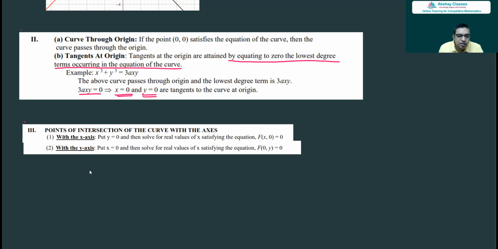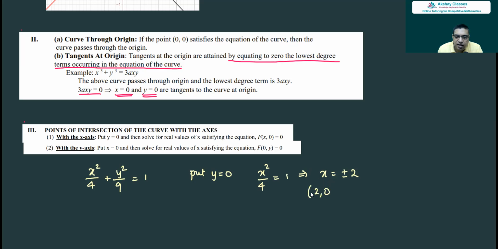For example, I want to find x square by 4 plus y square by 9 equal to 1. This is an ellipse. I want to find where does it cut the x-axis. So put y equal to 0. So I get x square by 4 equal to 1. So from there I get that x square equal to 4 and x will be equal to plus or minus under root 4. So it will be plus or minus 2. So it will cut the x-axis at minus 2 comma 0 and 2 comma 0.